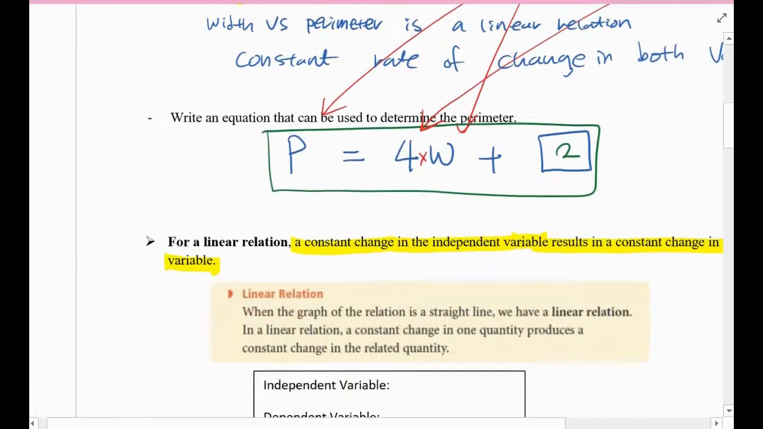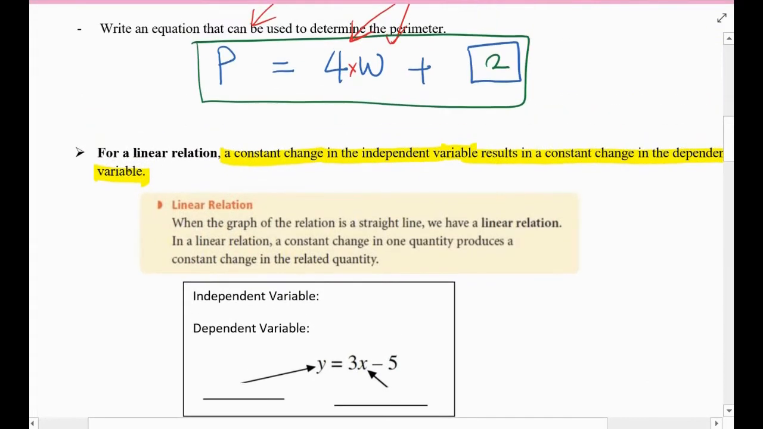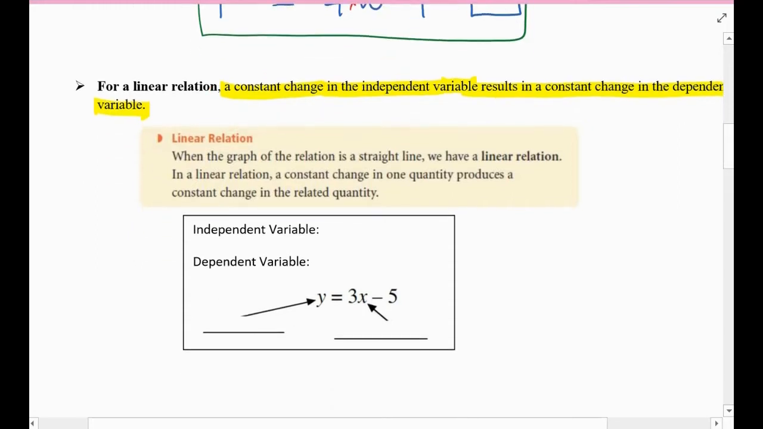So width of the rectangle is independent variable, and perimeter is dependent variable, because depending on the width, the perimeter changes, right? So linear relation. To become a linear relation, constant change in both variables, both independent and dependent variable. So that's called linear relation. Constant change is really important to become a linear relation. Okay.